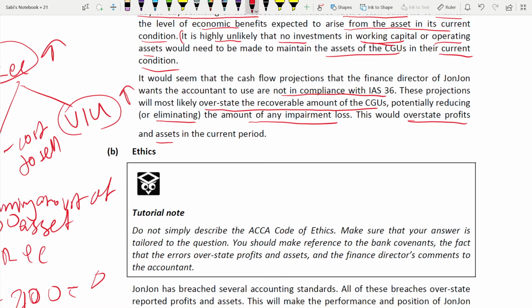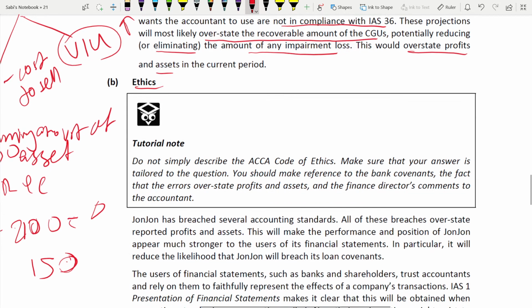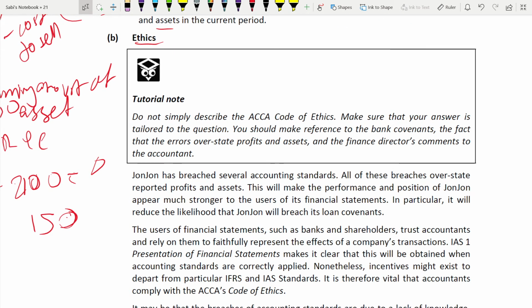Now let us go to the ethics. Please, when you're writing ethics, don't just list out the 5 ACCA code of ethics. Do not do that. Since they have talked in the background about the bank covenant, make sure that your answer makes some reference to the bank covenant, that is your net profit and your asset, because bank covenant is based on these two things only.